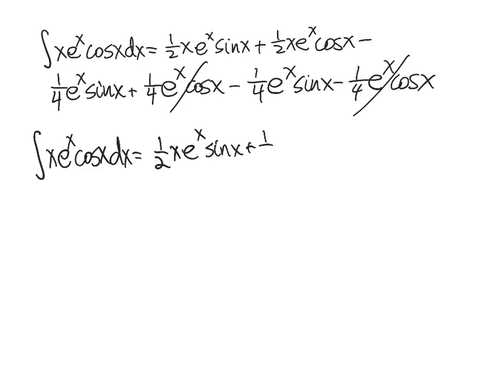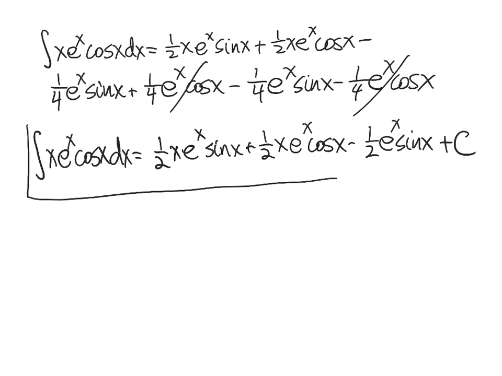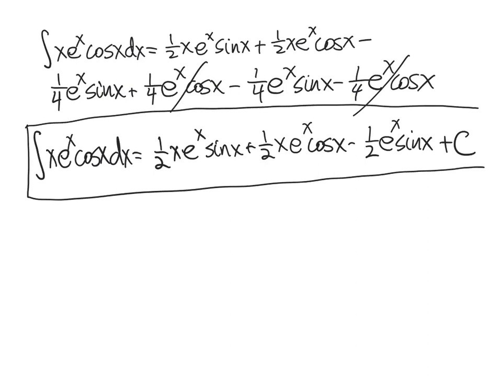The final answer then is that the integral is equal to 1/2 x e to the x sine x plus 1/2 x e to the x cosine x minus 1/2 e to the x sine x plus c. We'll put that in a box, and that is the answer.